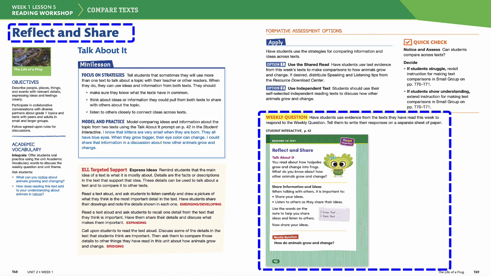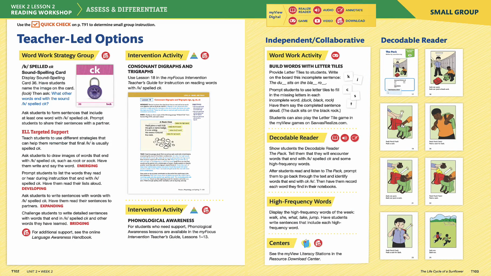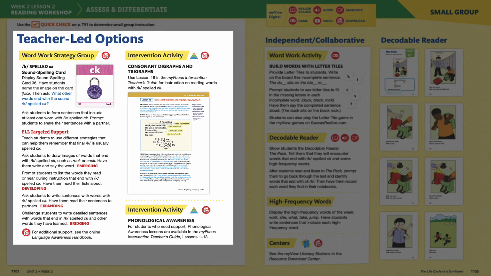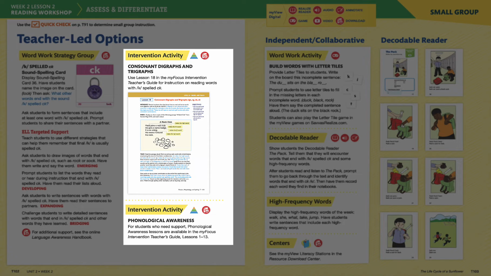Some weeks, students write to sources as they compare texts. Other weeks, students compare texts as they talk about it. Small group pages provide teacher-led options and suggest strategy and intervention groups for students. My Focus Intervention Teacher's Guide provides lessons tied to discrete skills, allowing teachers to dip in and dip out as needed. Intervention support for phonological awareness and fluency is provided.